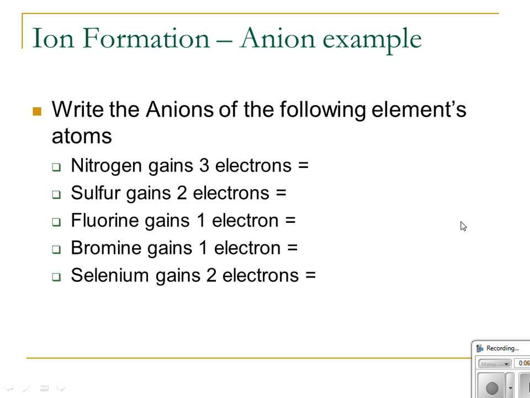So here's another part where I want you to write out the anions. So again, we have nitrogen gaining 3 electrons, sulfur gaining 3, fluorine gaining 1, bromine gaining 1, and selenium gaining 2. I'm not going to write those out because we can talk about that in class, but because we are gaining electrons, you should have a negative charge, because electrons are negative. For example, fluorine would be F1 minus.